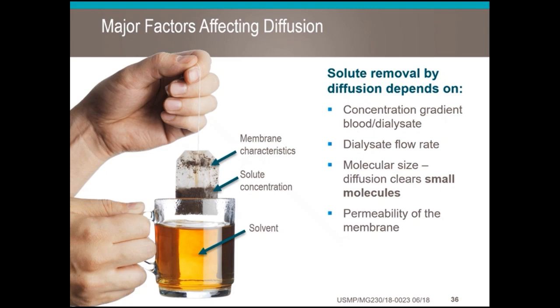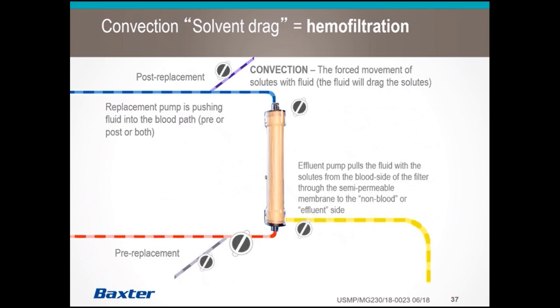So when we discuss a transport mechanism that can target larger molecules in the patient's bloodstream, larger than about 1,500 daltons, then we talk about convection. Convection is known as hemofiltration. Note that in the previous slide, diffusion was hemodialysis, convection is hemofiltration. Another term for this is solvent drag, because you are basically dragging those larger molecules across the filter, across the membrane. In convection, replacement solution is used to drive convection and drive hemofiltration.